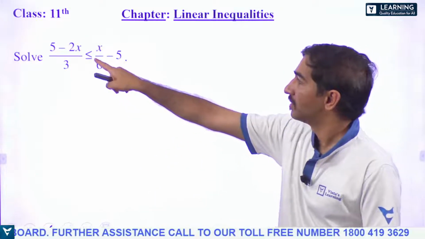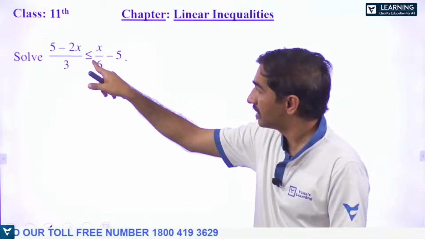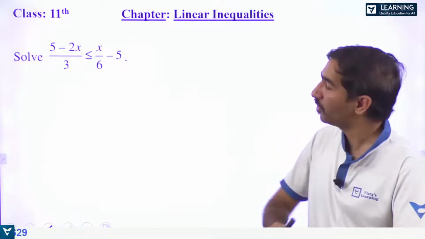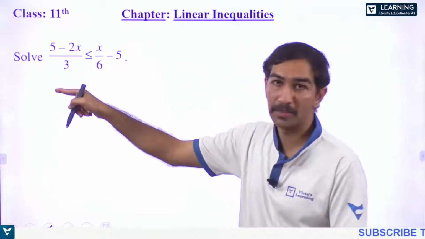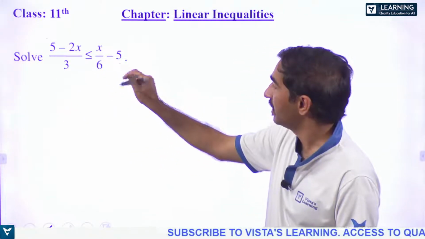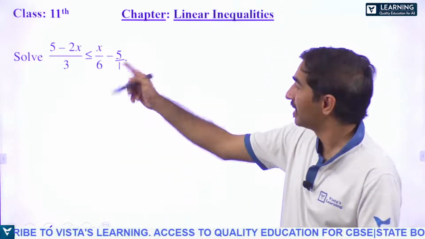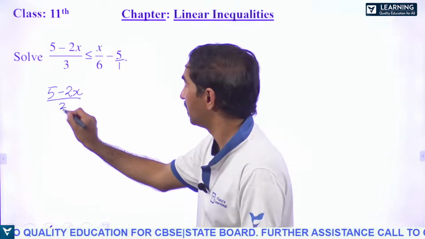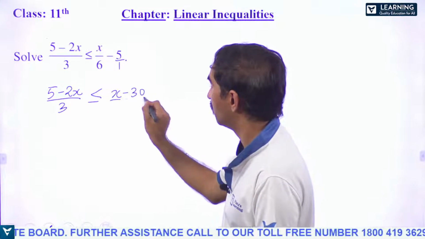Same thing. So (5 minus 2x) divided by 3, lesser than or equal to x by 1 minus 5. What we'll do here first, students, is solve the right hand side. The left hand side is pretty much solved, it has a common denominator. On the right hand side, what is the denominator here? The denominator is 1. So take the LCM on the right hand side. Write this as it is: (5 minus 2x) divided by 3 is lesser than or equal to, taking LCM, (x minus 30) divided by 6.